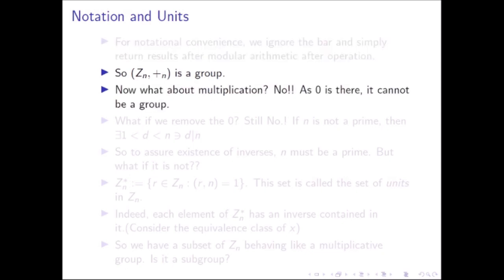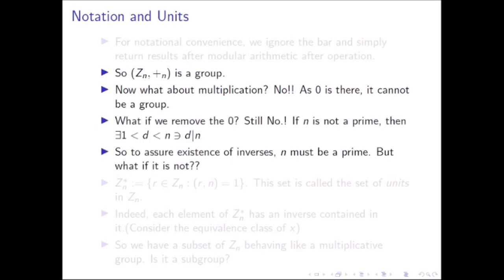Is Zn also a group in multiplication? We just saw that multiplication has a sense over here and it's well defined. But it's not a group, right? Because 0 is over here and 0 is not invertible, right? So basically we had a multiplication again, but it's still not a group. Can we do something like remove the 0 which we did in real numbers? Even if we remove the 0 and suppose n is not a prime, then n has a proper divisor which is not 1 or n. And that element is not invertible, right? We just saw if the GCD of two elements is not 1, it's not invertible.